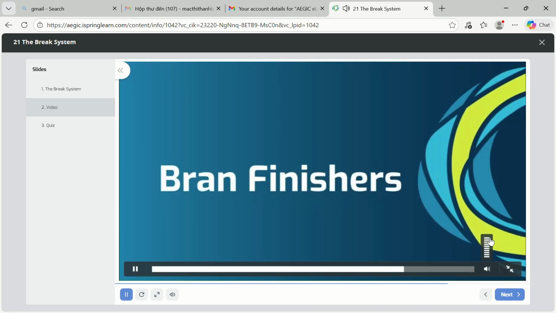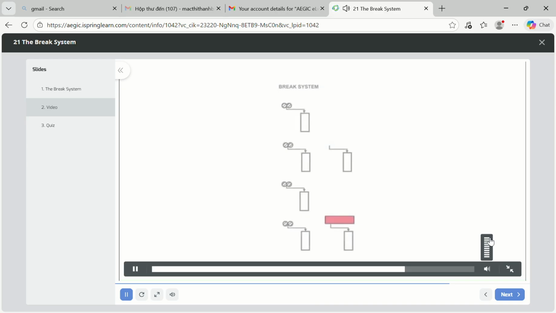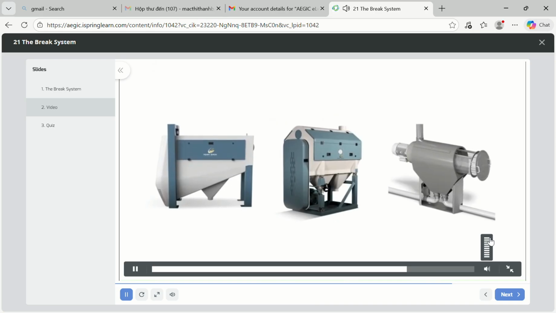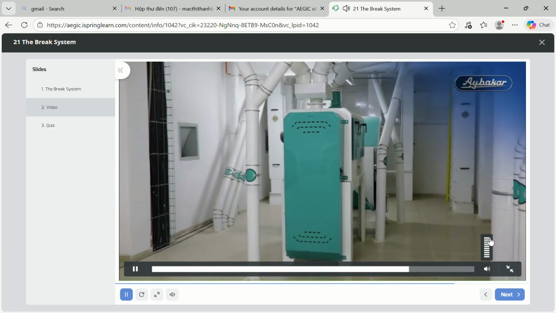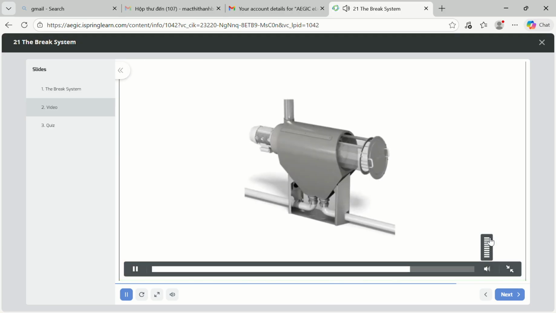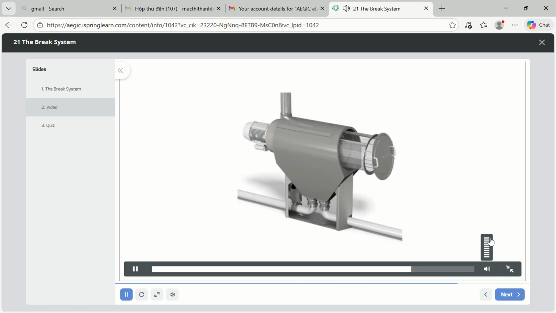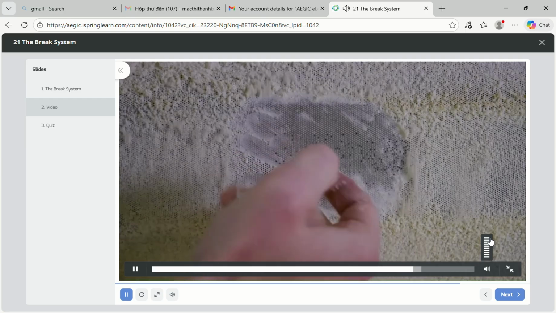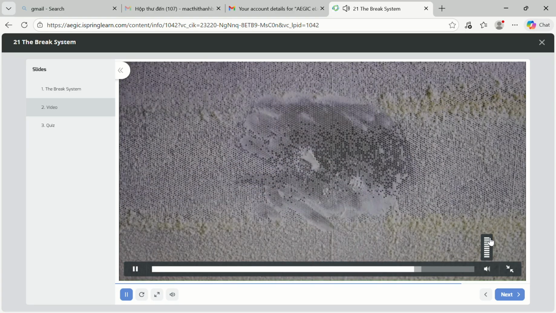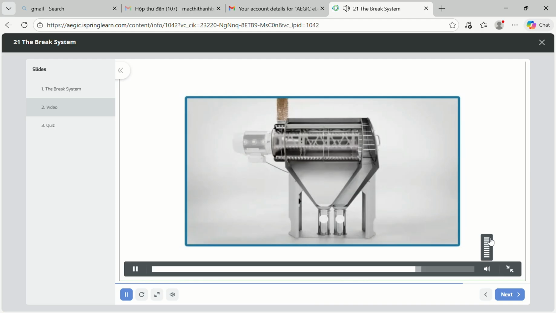Bran finishers. Towards the end of the system, bran finishers are used. These also clean the bran, but are gentler than roller mills. They consist of a cylindrical screen or cage with perforations too small to allow bran to pass through, but large enough to allow flour through. Bran is fed into one end of the cage, and beaters move the bran along the length of the cage, rubbing the bran against the cage as they go until clean bran is released at the other end of the cage.